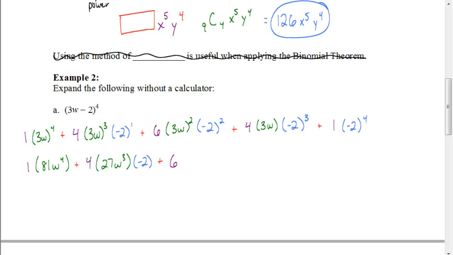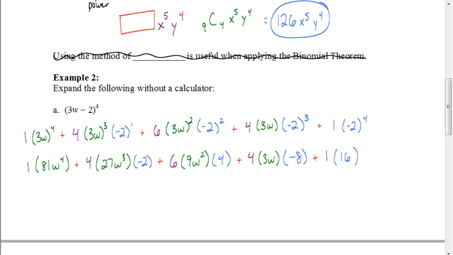Then the next term, the 6, we won't do anything with that yet. The 3, we're going to square that to get 9, and the w, we square that, so we have 9w squared. Negative 2, you have to remember, this is a negative 2 being squared, so it becomes a positive 4. And then again, the 4 stays the same for right now. The 3w is also going to stay the same for right now. And negative 2 cubed is going to be a negative 8. Let's go to the last term. Negative 2 to the fourth power would end up being a positive 16.